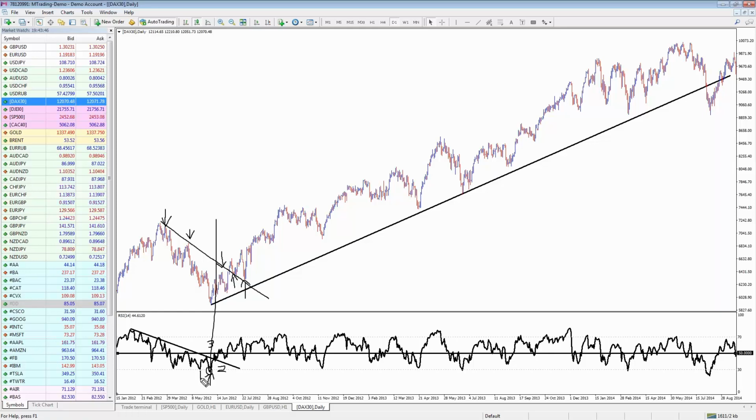Yep, so you need the first oversold signal. Two will be back within the range and breaking through the trend line. The third will be back above the 50 level to show you that there's more buyers than sellers in the market. Yep. Okay, so that is one example of using the RSI, guys.